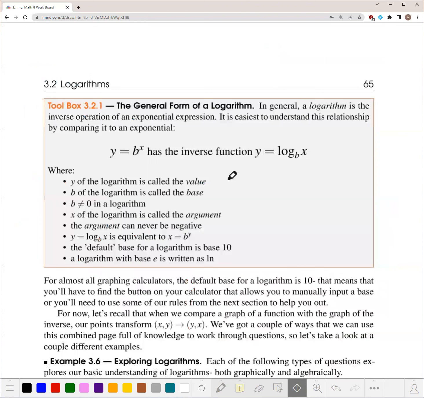So here's how it works. If I have y equals b^x, the inverse of that is x. Ooh, I don't know why my marker didn't do that.